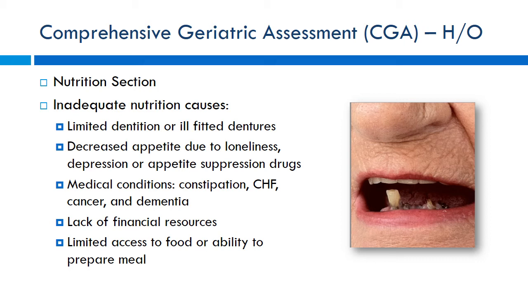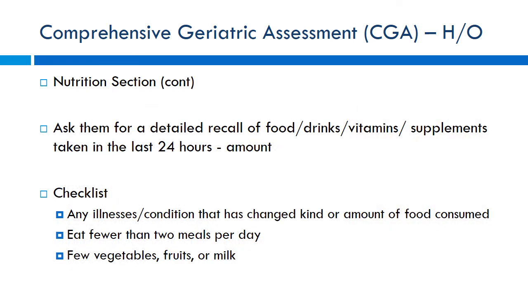Also, financial resources can be huge as well. Can the patients actually afford to even feed themselves, much less take care of their other medical needs? And then just looking at limited access to food or ability to prepare meals, that's why things like Meals on Wheels are really important for them, or having some sort of resource so they can actually get the food that they need. You want to ask a pretty detailed assessment of what they've been eating, what they've been drinking over the past, say, 24 hours or so, or what they do on average.